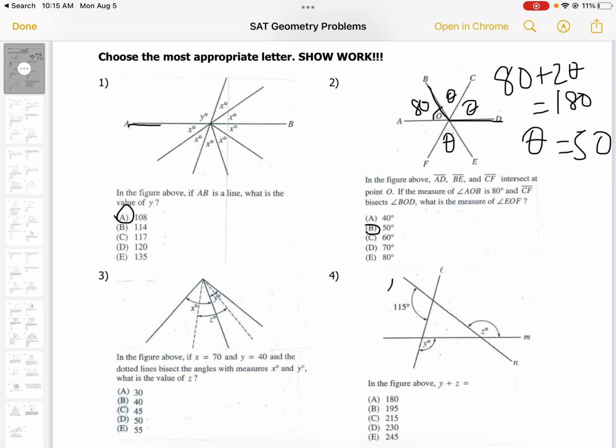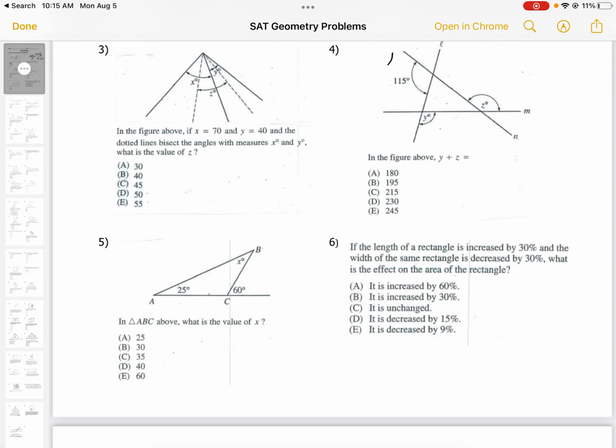Okay, next question. In the figure above, if x is 70 and y is 40, and the dotted lines bisect the angles with measures x and y, what's the value of z?